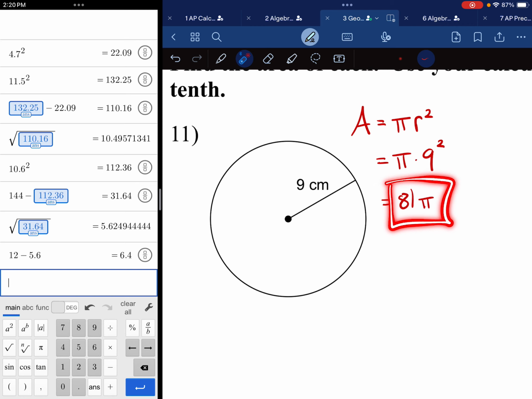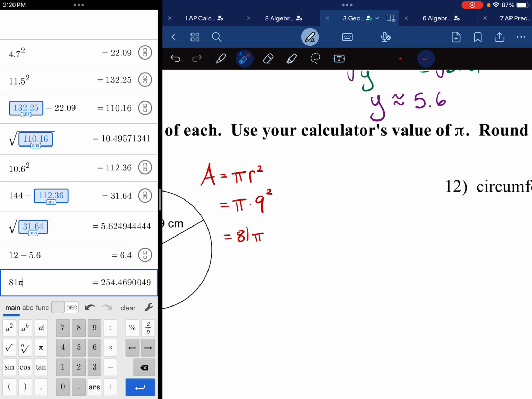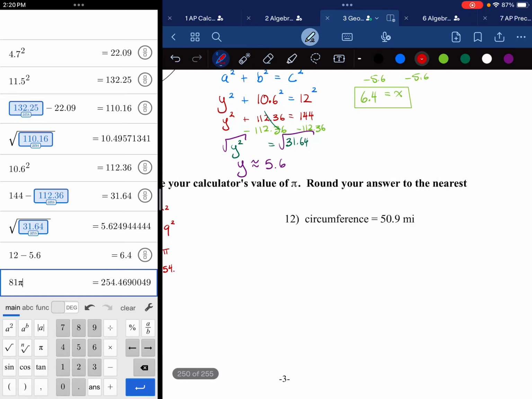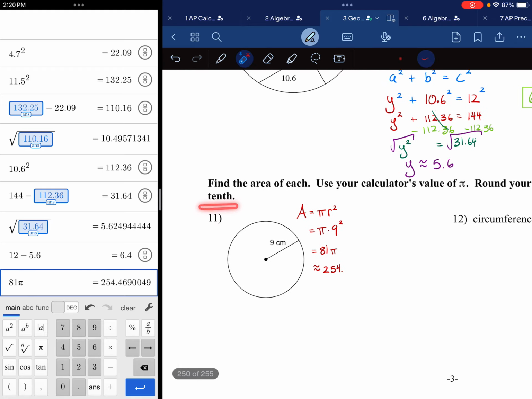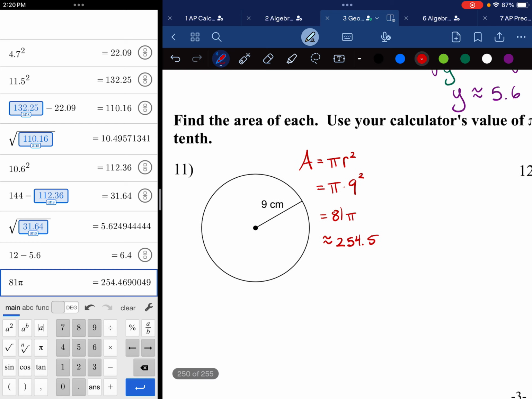Normally that would be a nice answer, but we want to practice using pi and rounding it to the nearest tenth. So I just need to type in 81 pi, and it says that is approximately 254 point, okay, what are we rounding to? It says round your answer to the nearest tenth. Tenth means 1 decimal place. So it is 4, 6. That 4 is going to go up to a 5 because it's followed by a 5 or greater. So 254.5.